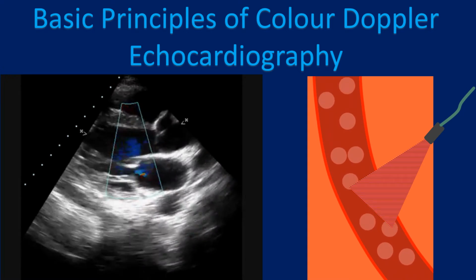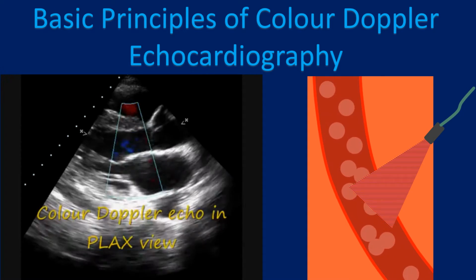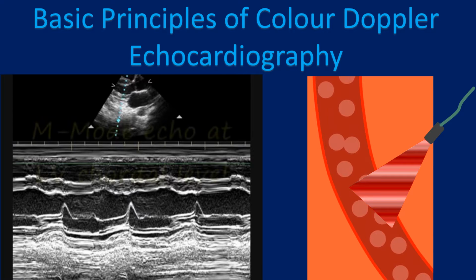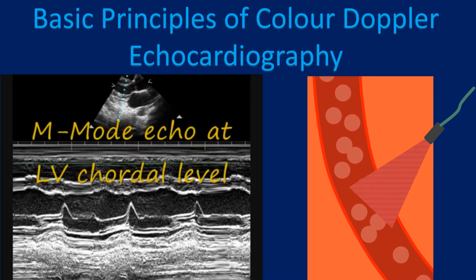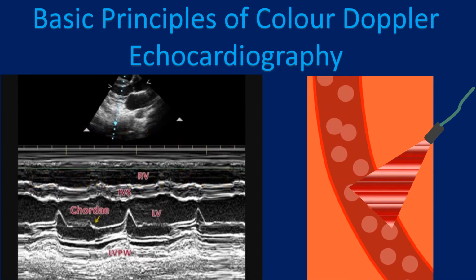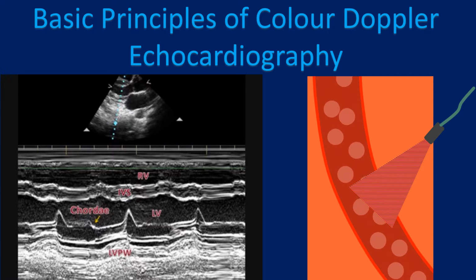Usual color Doppler echocardiogram is superimposition of color Doppler images on a two-dimensional echocardiogram. Color M mode is superimposition of color Doppler images on an M mode echocardiogram.